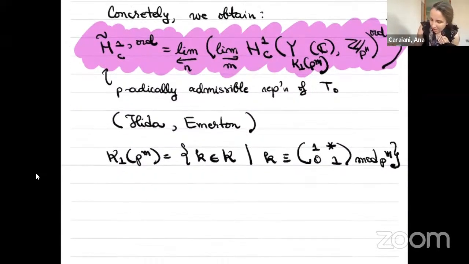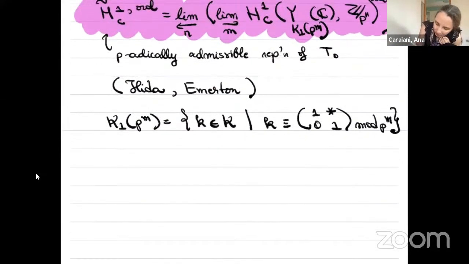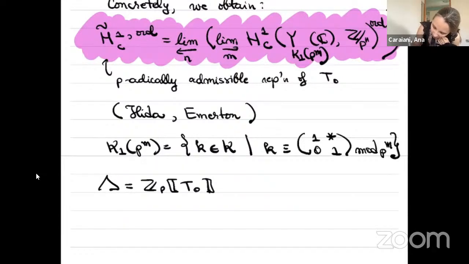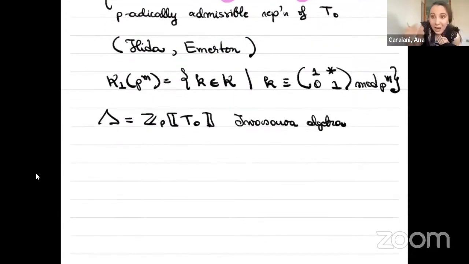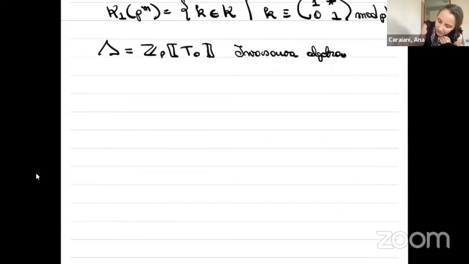So let's see. And for later purposes, it will be good to think of this on the dual side. So let me say that I take lambda to be the Iwasawa algebra of the torus. So this is going to be sort of like a weight space. It is going to keep track of the different weights of the modular forms that we're looking at. Because when we want to do things in a p-adic family, we also want the weight and the level at p to vary. So lambda will be the Iwasawa algebra.